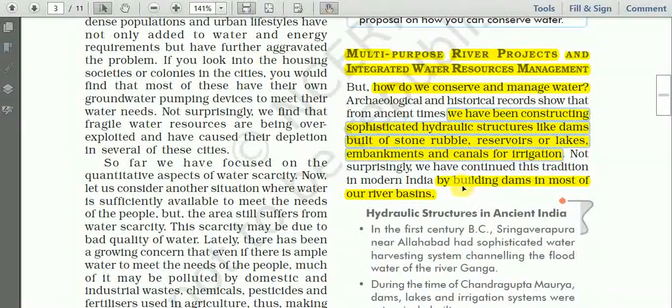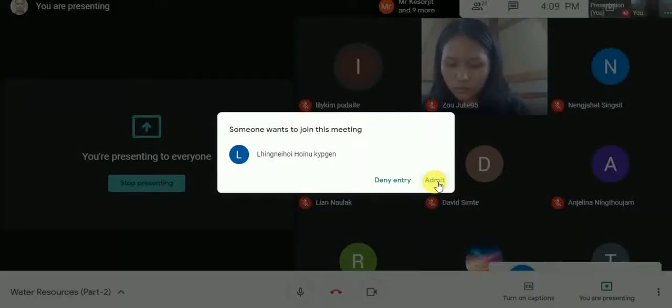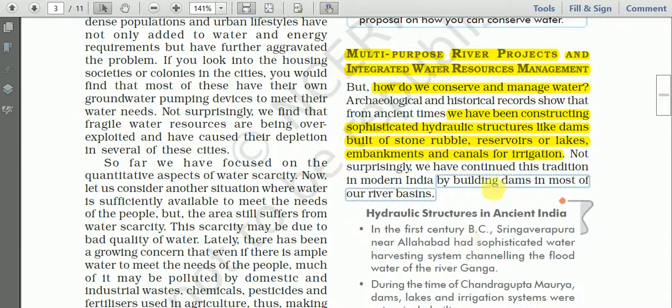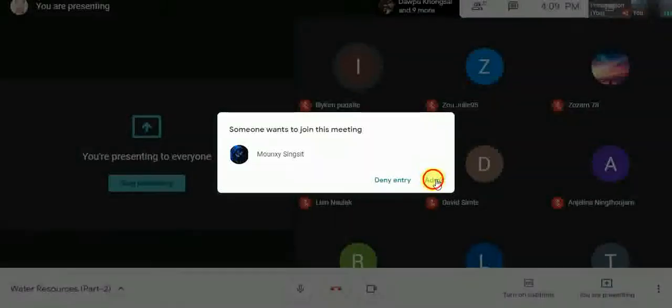And still, in modern India, this building of dams in river basins is one of the most important measures for conserving and managing water resources in India.